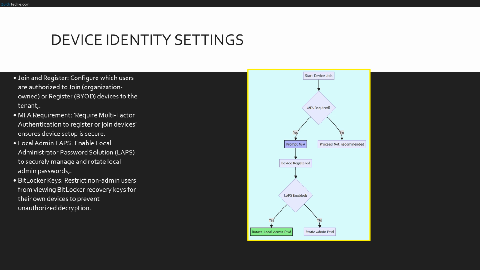You can also manage local administrators on joined devices and enable the cloud version of LAPS to automatically rotate local admin passwords. Furthermore, you can restrict users from accessing BitLocker keys, ensuring only IT can recover drive encryption keys.